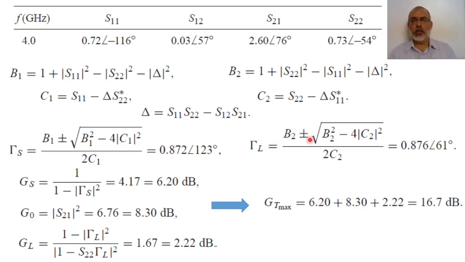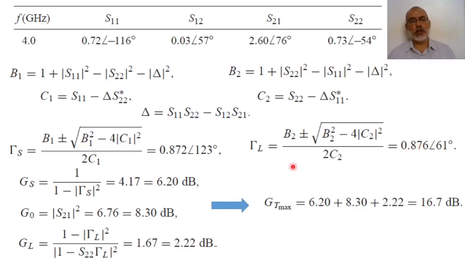In a similar way, we are going to calculate the gamma load for maximum gain at 4 GHz as B2 plus or minus the square root of B2 squared minus 4 |C2| squared, over 2 C2, where B2 is 1 plus |S22| squared minus |S11| squared minus |delta| squared, and C2 is S22 minus delta S11 conjugate. From these parameters we can determine B2 and C2, and from B2 and C2 we can obtain the required gamma load which makes the amplifier have maximum gain. And once again, we are going to take the sign which makes the magnitude of gamma load less than unity.